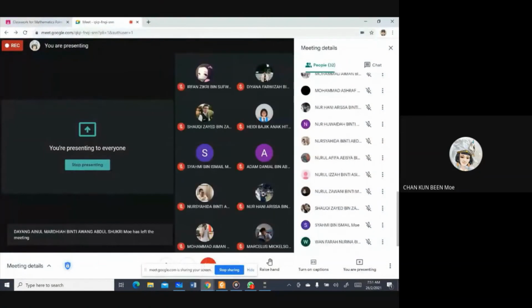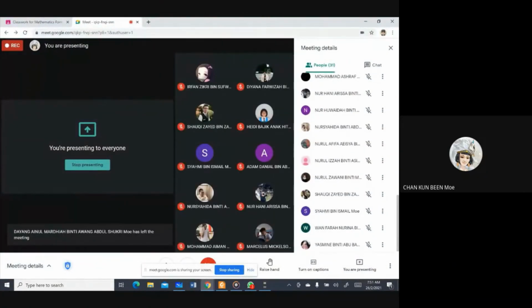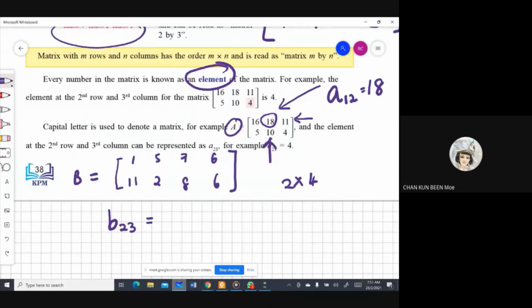Shauki, you are there, right? All the while present. Okay, Shauki, can you tell me what is the element for B23? B23 is 8. Yes, very good. B23 is 8. Okay, thank you, Shauki.